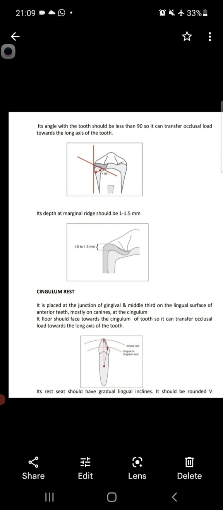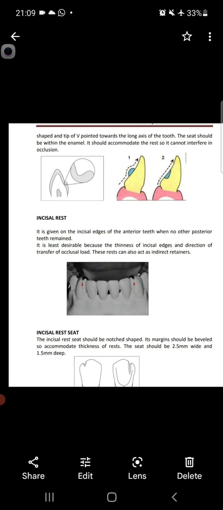Now come to the cingulum rest. It is placed at the junction of the gingival and middle third on the lingual surface of anterior teeth, mostly on canine. We can give cingulum rest mostly on canine at the cingulum. Its floor should face toward the cingulum of the tooth, so it can transfer occlusal load toward the long axis of tooth. Its rest seat should have gradual lingual incline. It should be rounded V shape and the tip of V should point toward the long axis of tooth. The seat should be within the enamel. It should accommodate the rest so it cannot interfere in occlusion.